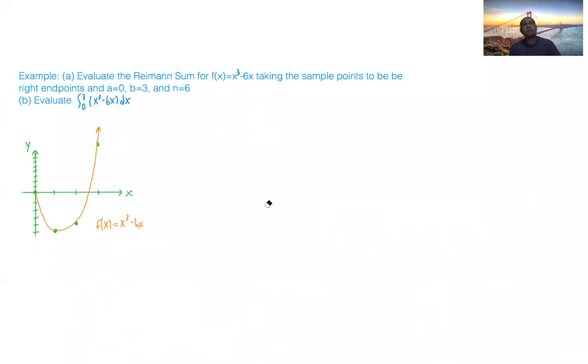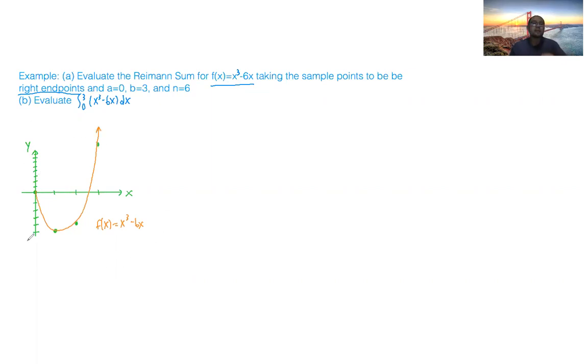Okay, so let's look at this example. Evaluate the Riemann sum for this function, f of x equals x cubed minus 6x, taking the sample points to be right endpoints. You're also given the interval a, b, and the number of subintervals. All right, so this is what we're going to do first.